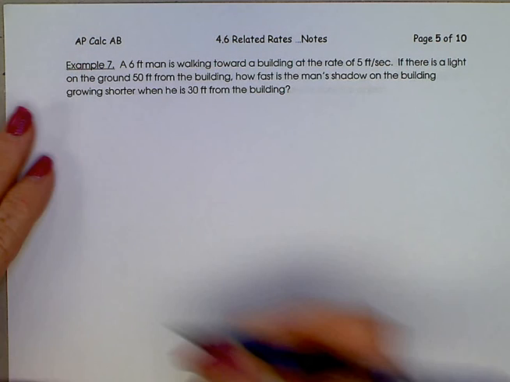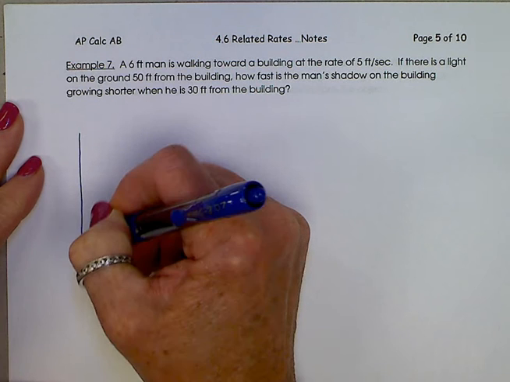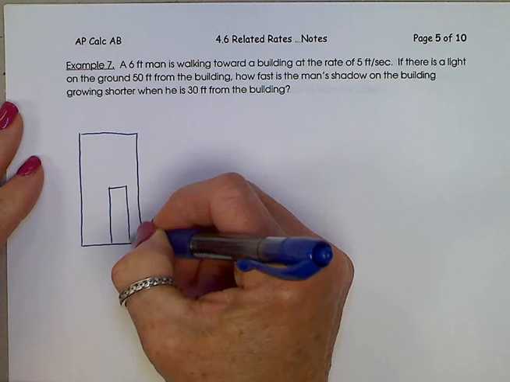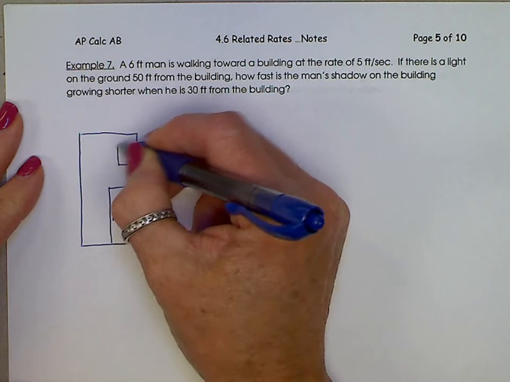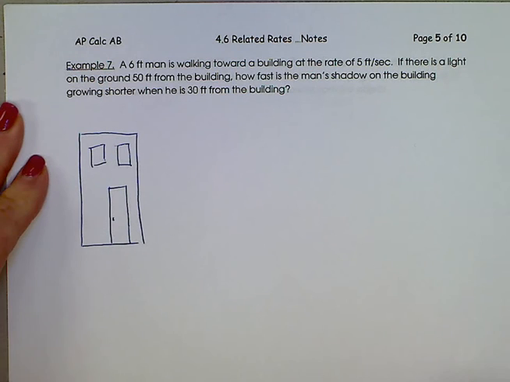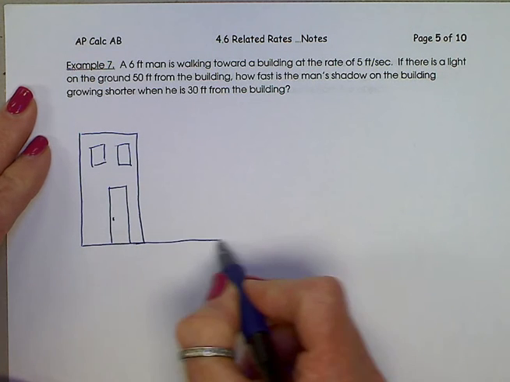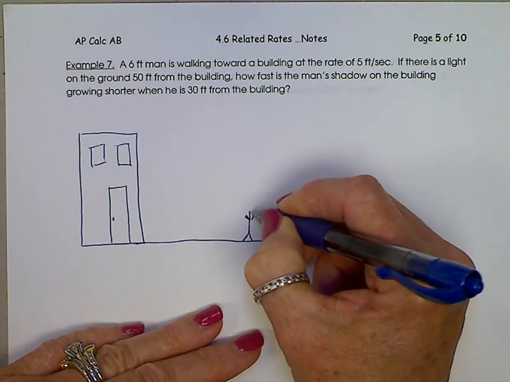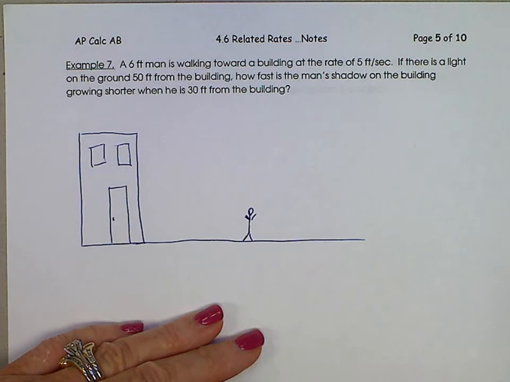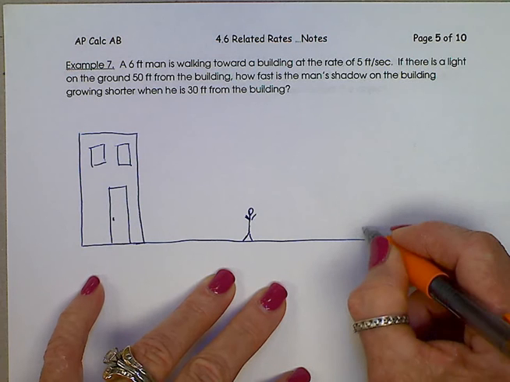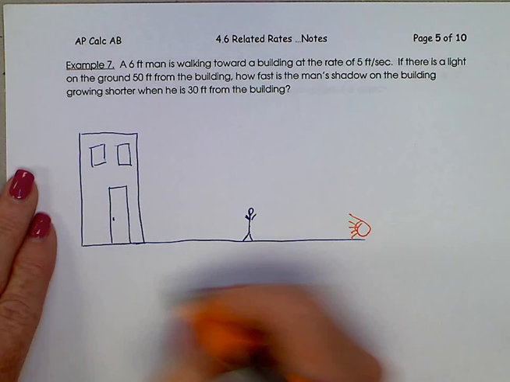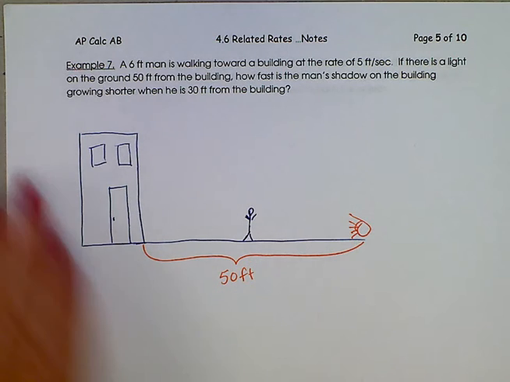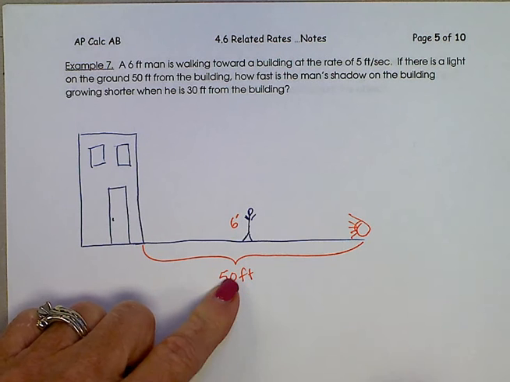All right, let's draw a picture here. Building. Okay. 6-foot man out here somewhere, and a light on the ground 50 feet from the building. That man is 6 feet tall.